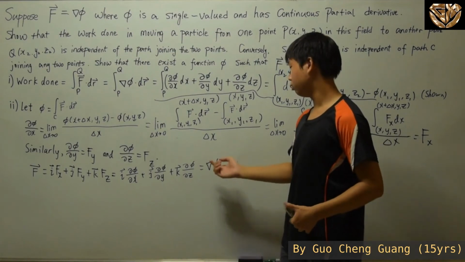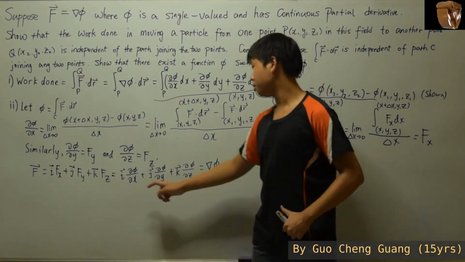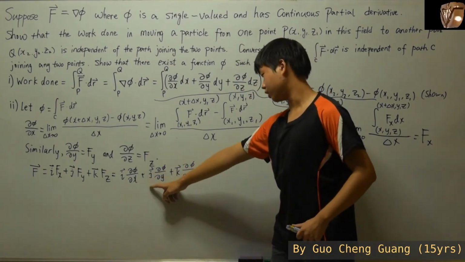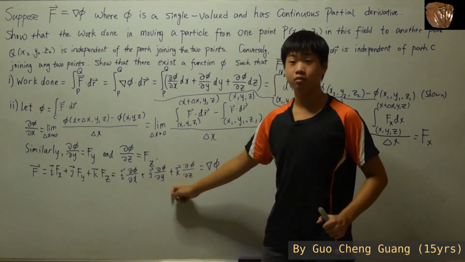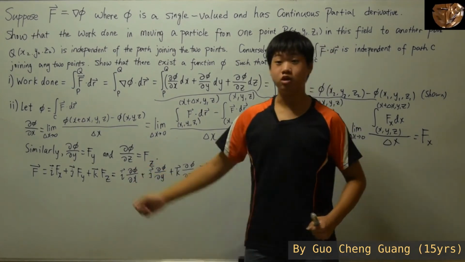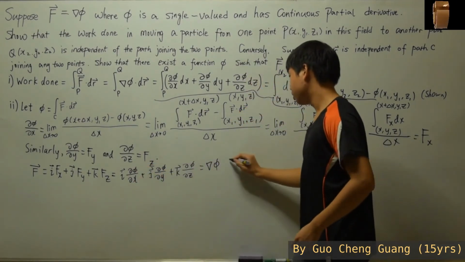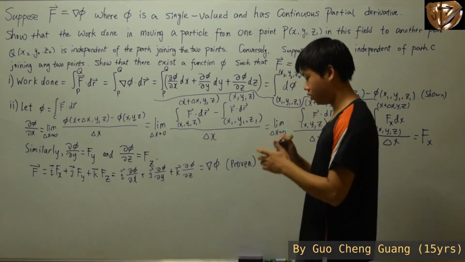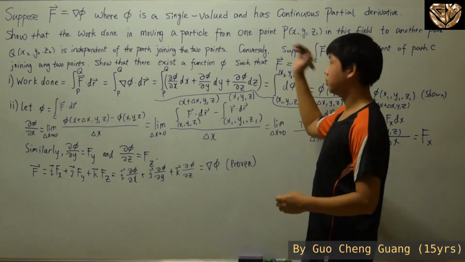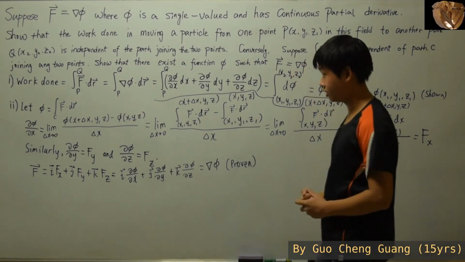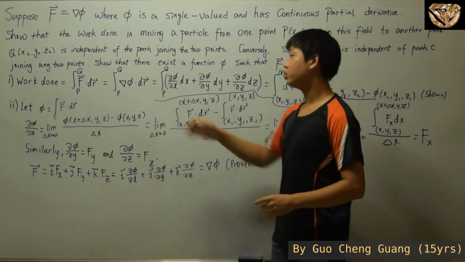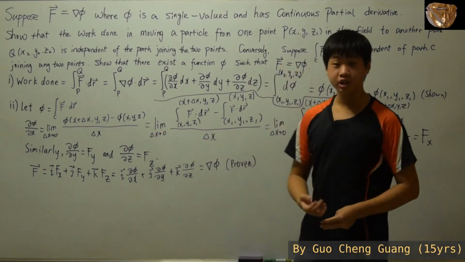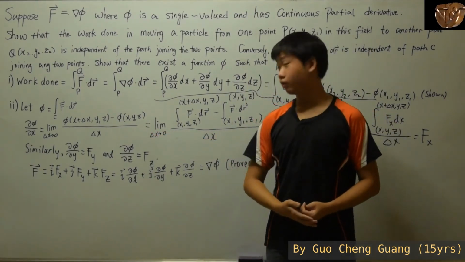So, first of all, what is your del? Del means you have partial x i vector plus partial y j vector plus partial z k vector. And then phi, you just multiply onto each of them. So that's it. So this will be proven. That will be how you show both of these parts of this question, whether you're starting from work done or starting from your definition of differentiation, right?